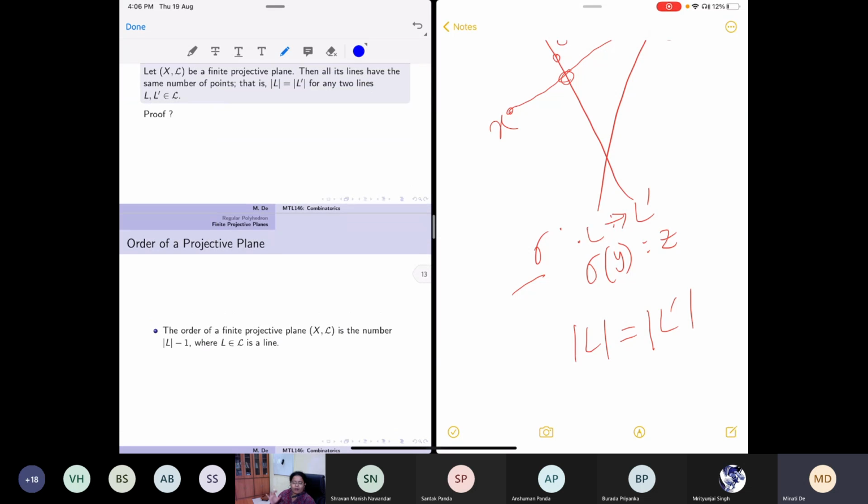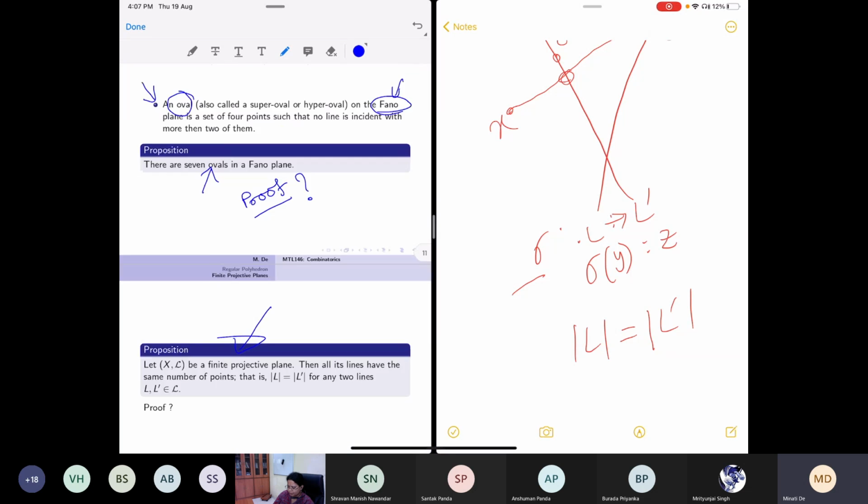Now let us define the order of a projective plane. What is the order of a finite projective plane? You consider any line in a projective plane, and you know that all lines have the same number of points. So the order is the cardinality of L minus 1. That is how we are defining it. The order of a finite projective plane is the cardinality of each line minus 1.